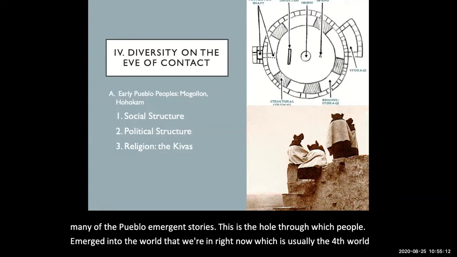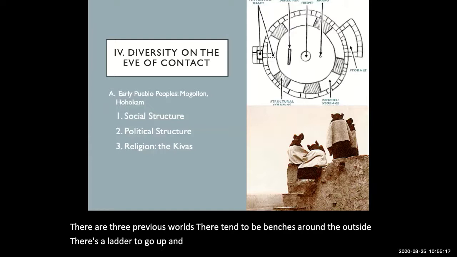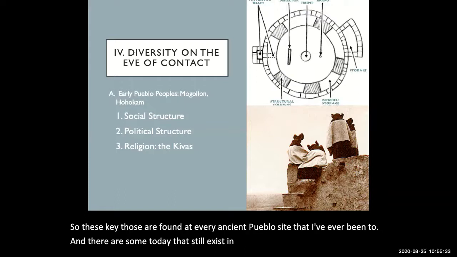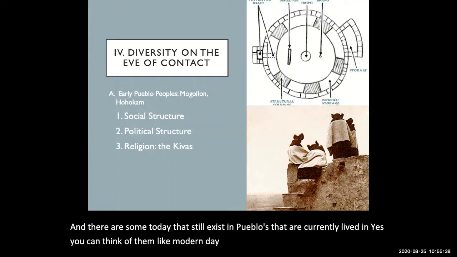There tend to be benches around the outside. There's a ladder to go up and down. There's a fire pit. These kivas are found at every ancient Pueblo site that I've ever been to, and there are some today that still exist in Pueblos that are currently lived in. Yes, you can think of them like modern day churches. I like that. Yes, for example at Taos Pueblo.